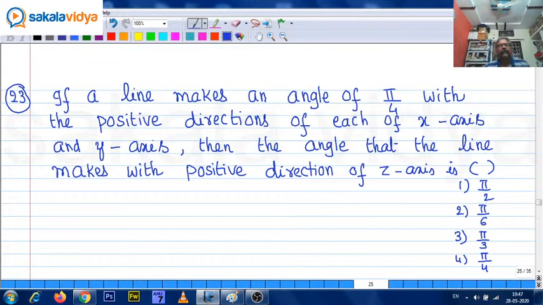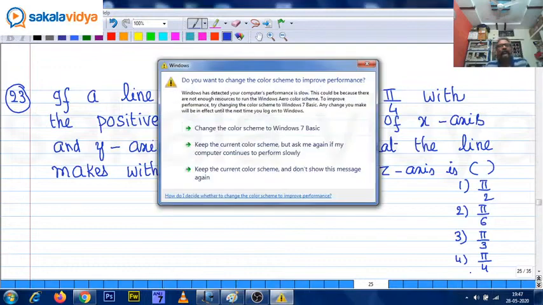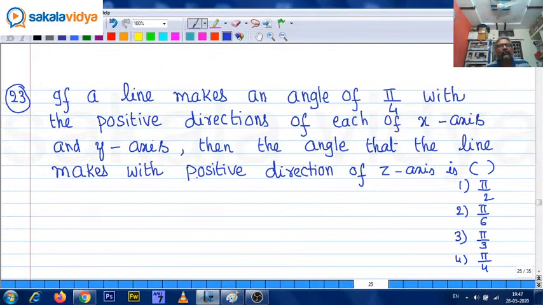Okay. So now this actually is also one kind of verbal problem itself only. A line makes pi by 4 with the positive directions of x-axis and y-axis respectively. So that means here alpha is equal to beta is equal to 45 degrees and gamma is equal to question mark.